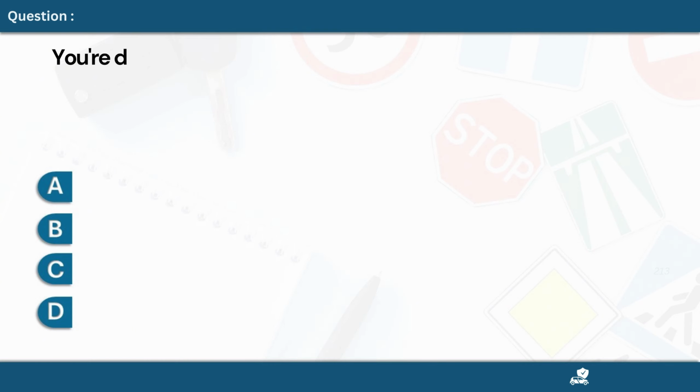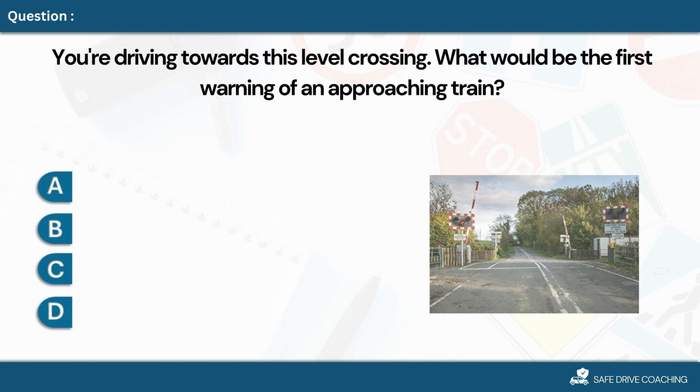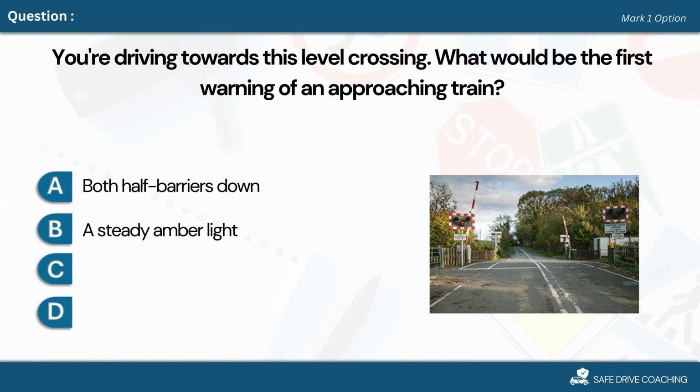You're driving towards this level crossing. What would be the first warning of an approaching train? A. Both half barriers down. B. A steady amber light. C. One half barrier down. D. Twin flashing red lights.